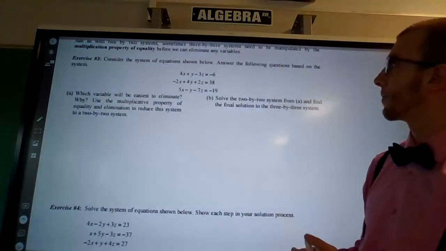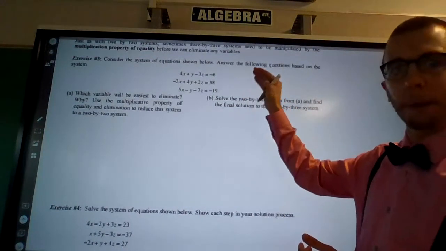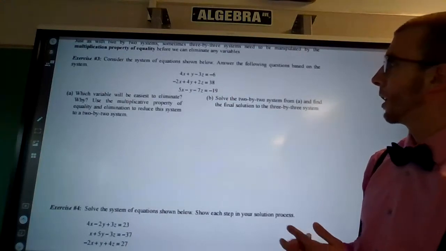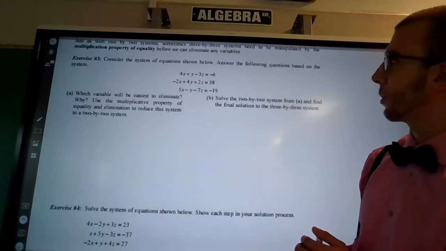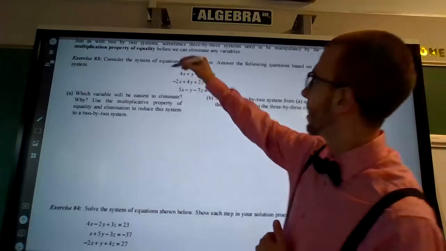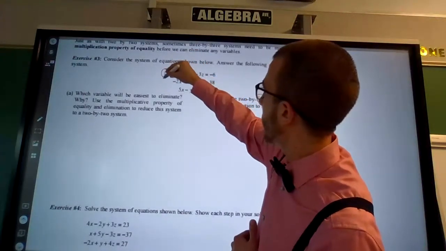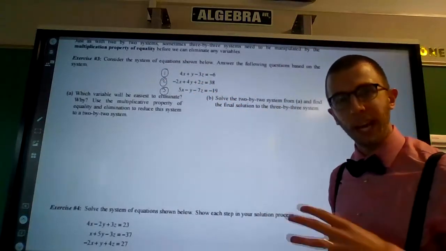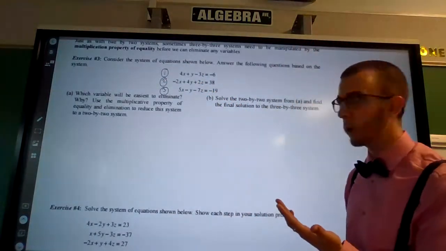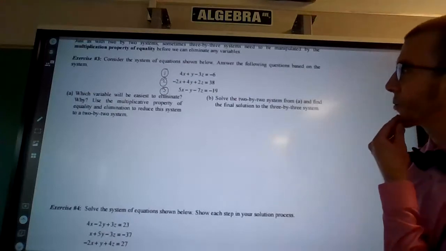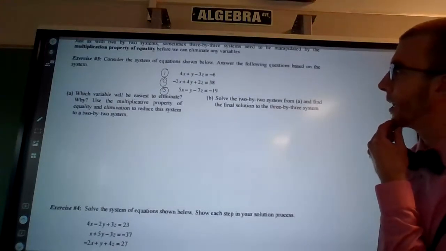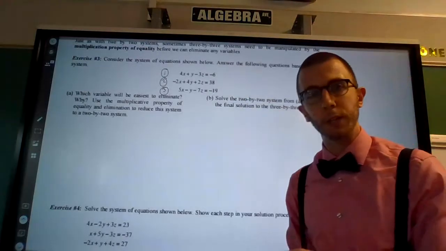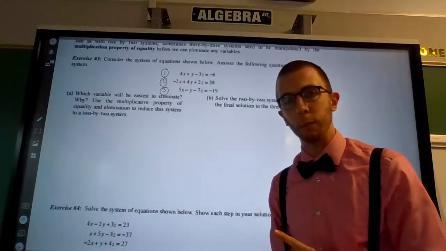All right, so let's see here. Consider the system of equations shown below and answer the following questions based on the system. Which variable will be easiest to eliminate and why? I'm going to label these again just like we did before, 1, 2, and 3, so we have a point of reference. Taking a look at those, which would be easiest to eliminate? Because remember, we're going to use two sets of two equations to eliminate the same variable.